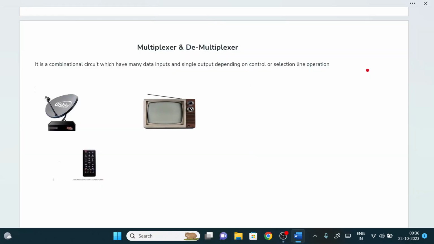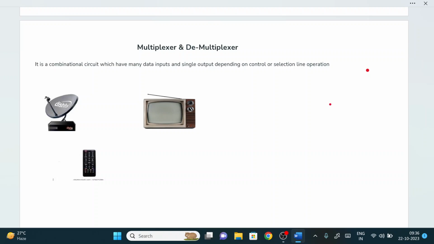Hello guys, welcome back. In today's class we will understand the multiplexer as well as the demultiplexing concept, right? So first we will understand the basic operation of the multiplexer. Then we will try to solve some problems by using the multiplexer, right?